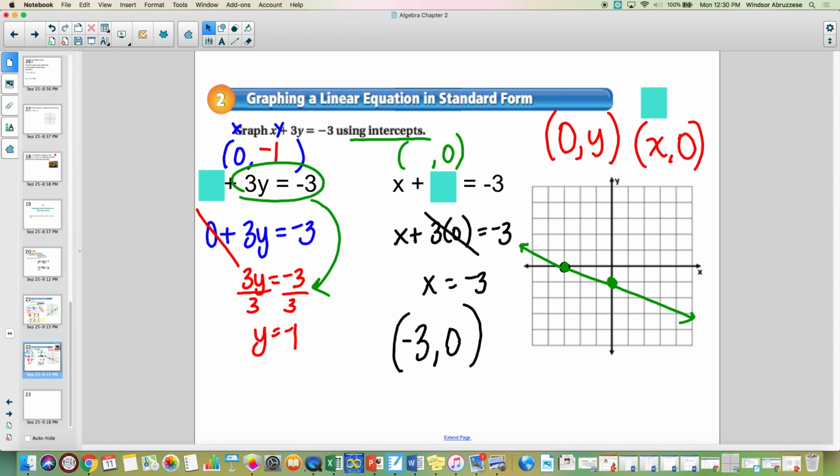And that is how we can do it in standard form. So you could pick either way. You could solve for y, or you could use the intercepts. Sometimes one way is more preferable, but the more that you solve equations and graph equations in standard form, the easier it will be for you to decide which way or which method you should use.